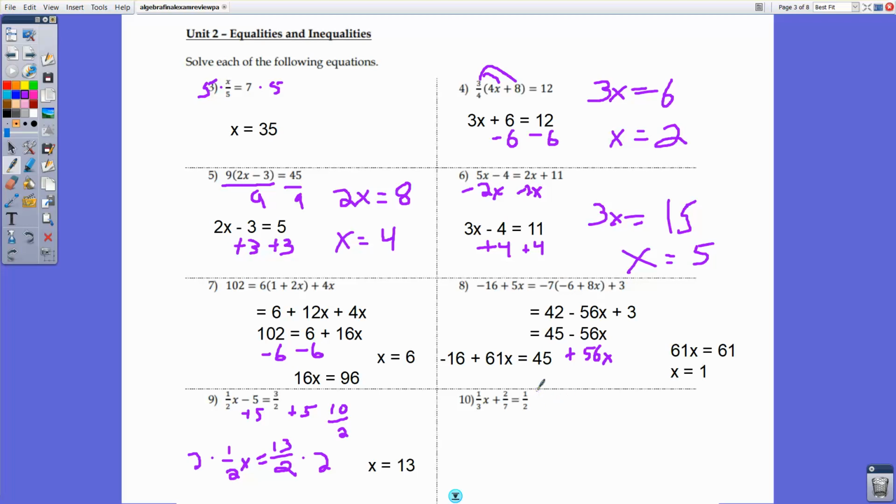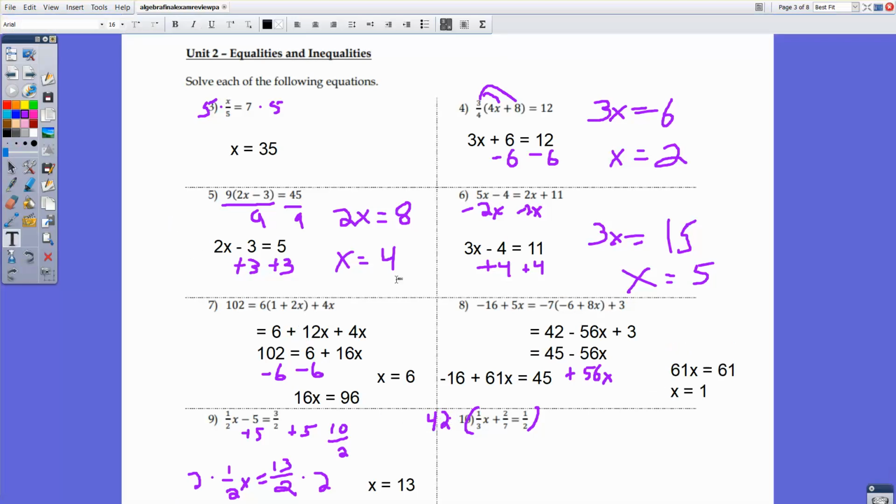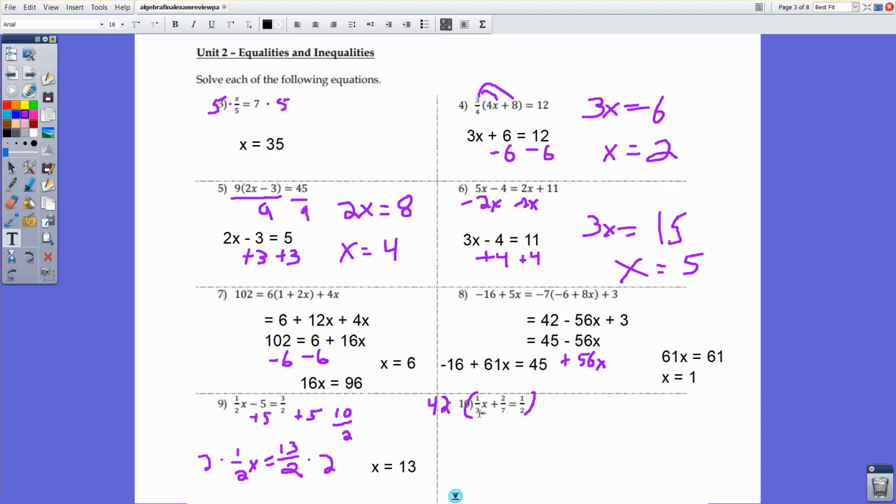So if I multiply this entire equation by 42, that would clear out all of the fractions, okay? And it's easier than it sounds to do that. If I do 42 times 1/3, that basically is 42 divided by 3. That's 14. So that means 14x. And if I do 42 times 2, which is 84, 84 divided by 7, that equals 12. And of course, I can use a calculator to do that if I need to as well, right? And if I did half of 42, 42 divided by 2, that equals 21.